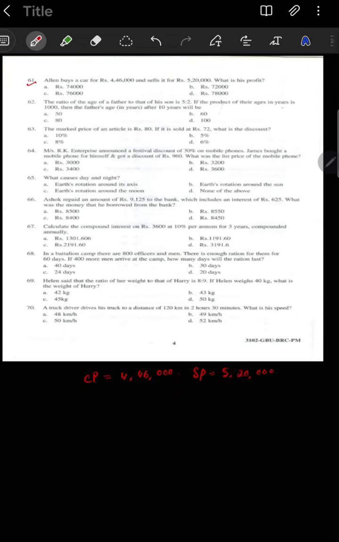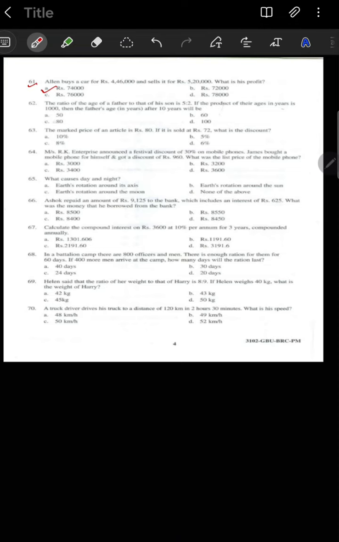Now in the question they ask profit. So profit is equal to, your formula is selling price minus cost price. So if you see here, selling price is 5 lakh and 20,000. Then you have to subtract your cost price, which is given as 4 lakh and 46,000. Then if you subtract, you will get 74,000 rupees. So it means profit is 74,000. If you see here, option A is your correct option.